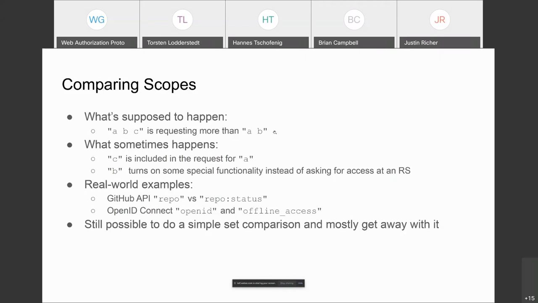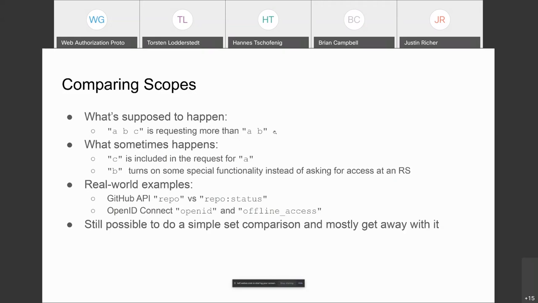Also, the GitHub API: if you ask for the repo scope, then that actually includes everything that is inside the repo status scope and more. So there's subsumptive definitions here. It's not as clean as the original OAuth scope design was intending it to be, in these real world use cases. But because scopes are a set of strings, you can still get by doing a lazy, simple comparison and mostly get away with it.